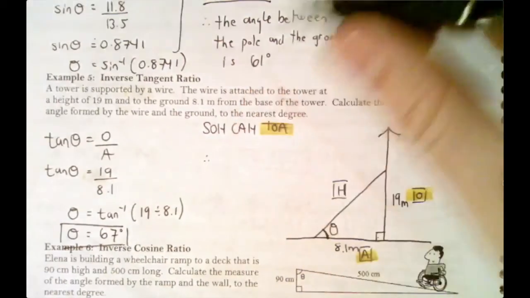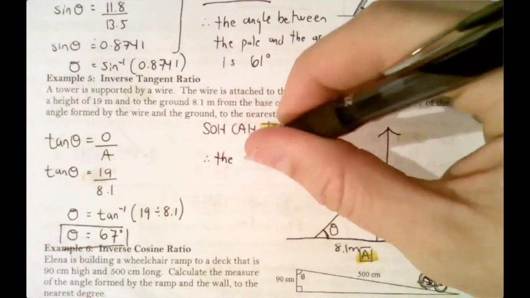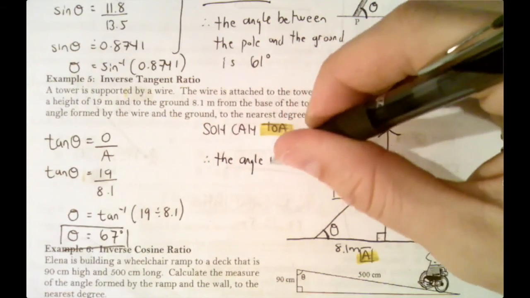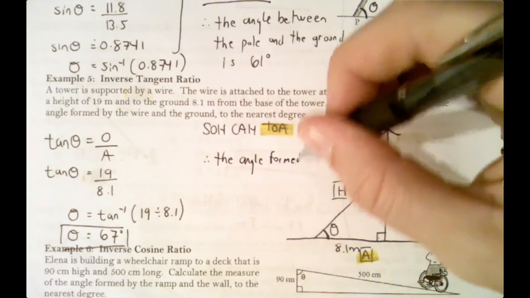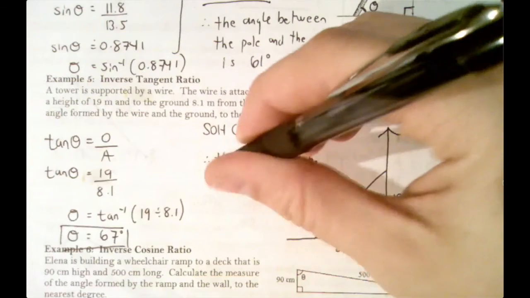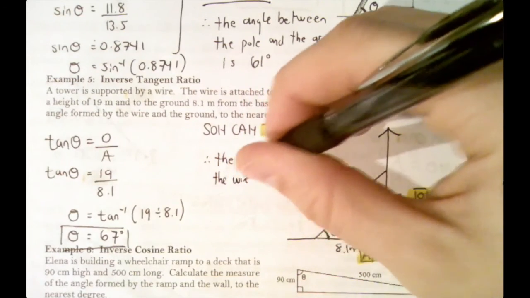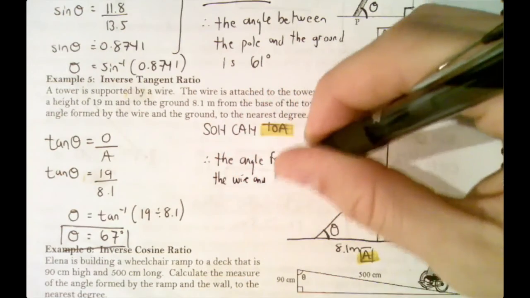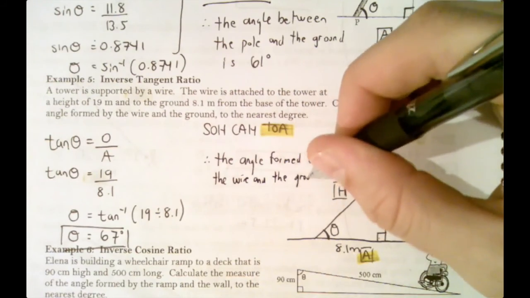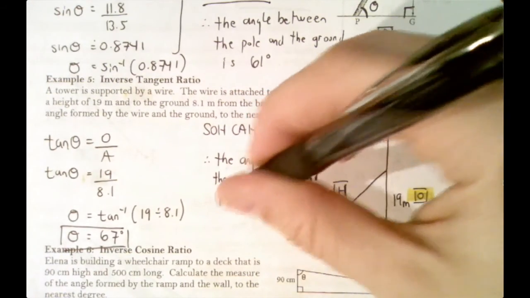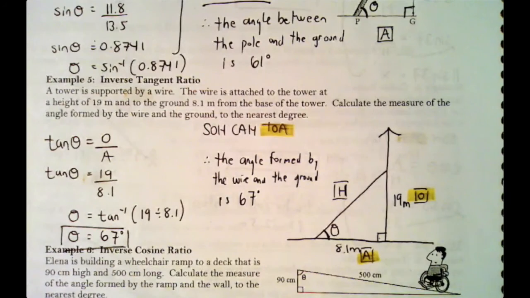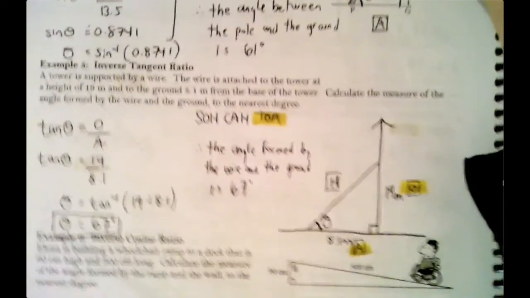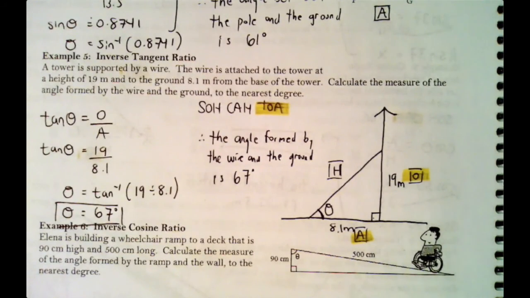So now we can say, therefore, the angle formed by the wire and the ground is 67 degrees. All right, that's it for example 5. You can try example 6 on your own. It's about a wheelchair ramp, and we're finding an angle.